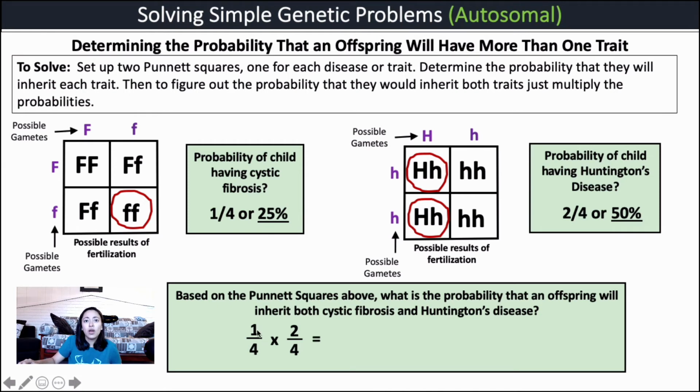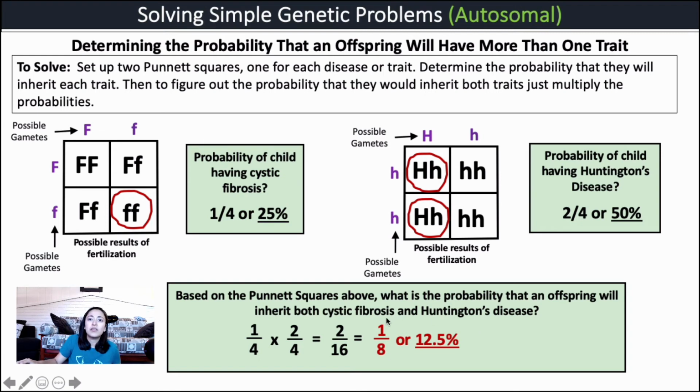And in order to multiply, this is where most students get this wrong, they just forget how to multiply 2 fractions. When you're multiplying fractions, you want to multiply the numerators and then the denominators. Okay, so 1/4 times 2/4, to figure that out, I do 1 times 2, which is 2. And then I do 4 times 4, which is 16. So that would give me 2 out of 16. Or you can reduce that to 1/8. So there's a 1 out of 8 chance that their child would have both cystic fibrosis and Huntington's disease.